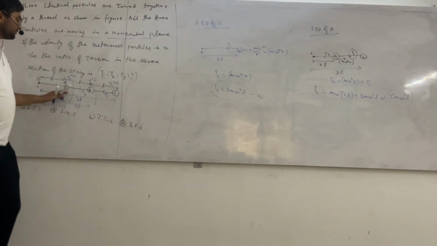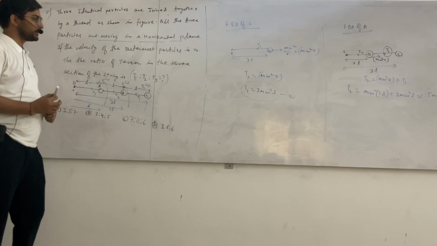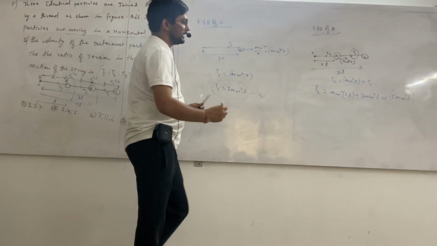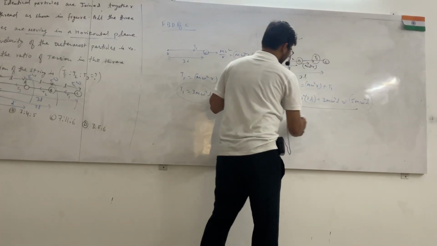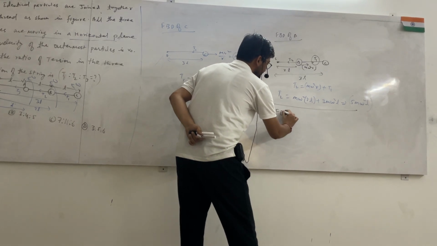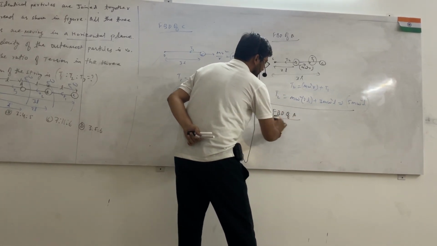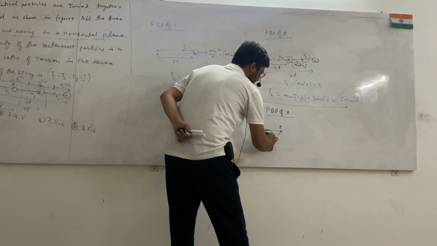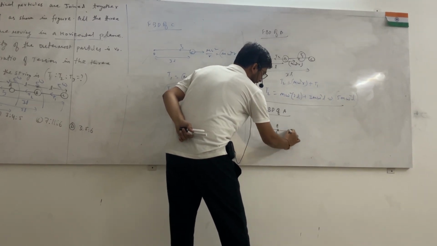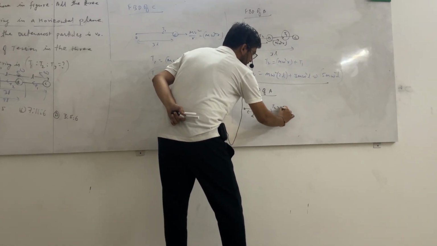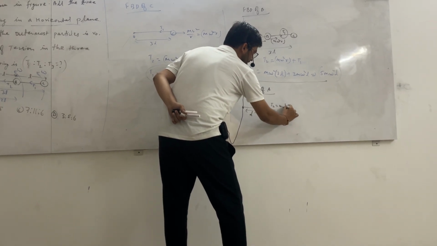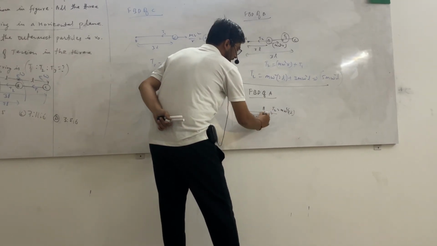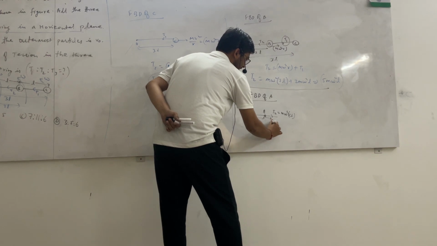If you are talking about the particle A, the block A which is connected on the string, then we draw the free body diagram of A. FBD of A. This is the origin, this is the particle A, the length of the string is L only, and this is the T2, which is already known, m omega square into 5L, right? And this is the centrifugal force on A.